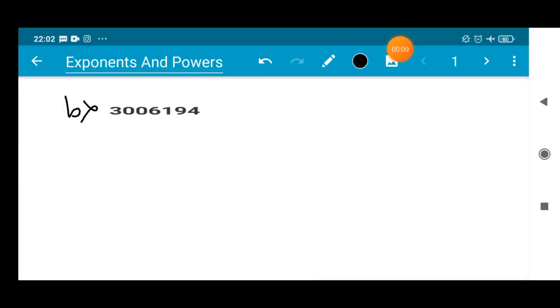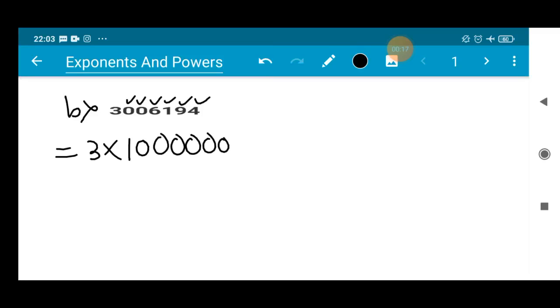Right, proceeding to part B, 3006194. We have to expand this number. So 3, after 3 how many digits are there? 1 2 3 4 5 6. So 3 into 1 followed by 6 zeros can be written like this.